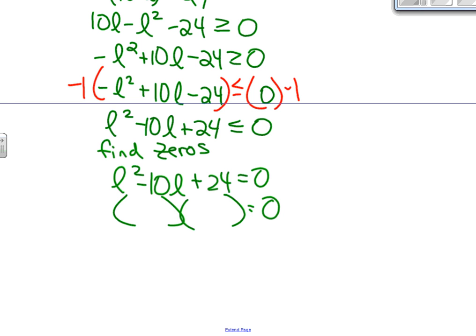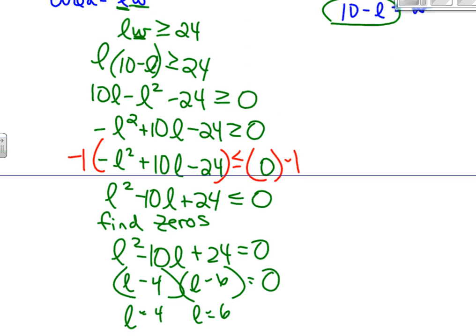Okay, so when we factor this, L minus 4, L minus 6, so L equals 4, L equals 6. In this one, I'm going to do an interval table like I had been, but let's think about this. This is attached to a problem. Since we're talking about lengths and widths, we know that those lengths have to be greater than 0, correct? So when I do my first interval, I might just go from 0 to 4, then from 4 to 6. Then the other one, since the length has to be 10 minus the width, we can think about what that might be as well.